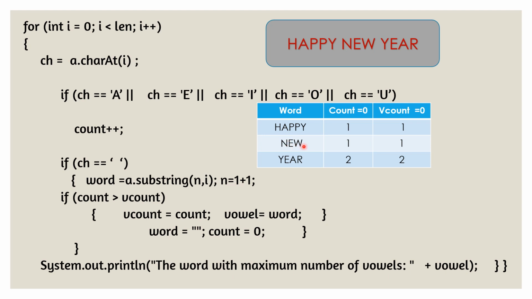The second time we are checking a new word, the number of vowels is 1. Again we will check whether count is greater than vcount. Count is 1 and vcount is 1, so 1 is not greater than vcount, so no change will take place.